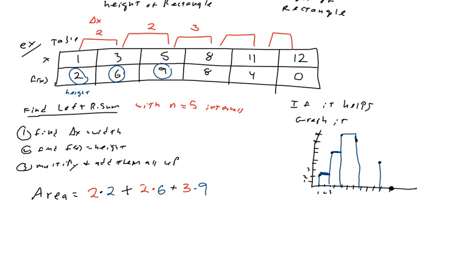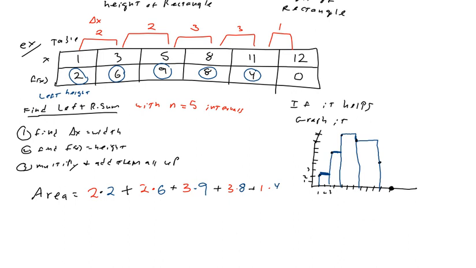2 times 2, 2 times 6, 2 times 9, 3 times 9. Plus my next one, 8 to 11, that's also 3. 3 times my left edge height, which is 8. So again, that's going to be this height here up to 8. Plus my last one, 11 to 12, that's a width of 1. My height for this one is going to be a 4. This is the left height. So it's going to be plus 1 times 4.